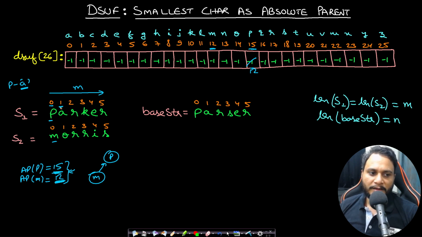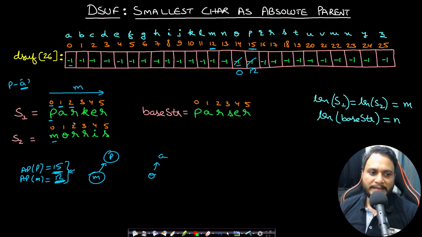Now let's say for this first index, if you compare A and O, A is the absolute parent of itself, O is the absolute parent of itself. So they both are different values, 0 and 14. So 14 will be pointing to 0. Okay, so you can say that O will be pointing to A, right?